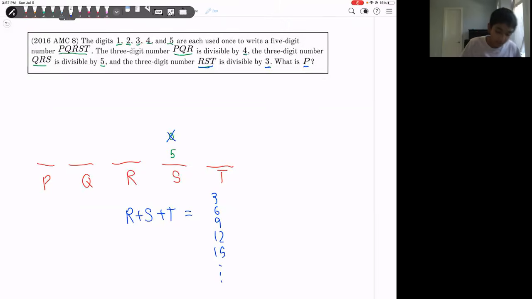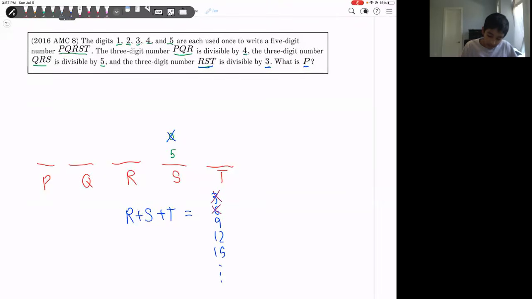So now I'll just give you one more piece of information here. 3 doesn't work because we already have 5 term. And 6 also doesn't work. This is because that would mean R plus T is 1, and that's not possible given that our lowest number is 1. So the sum would be at least 3. So 6 is impossible as well.